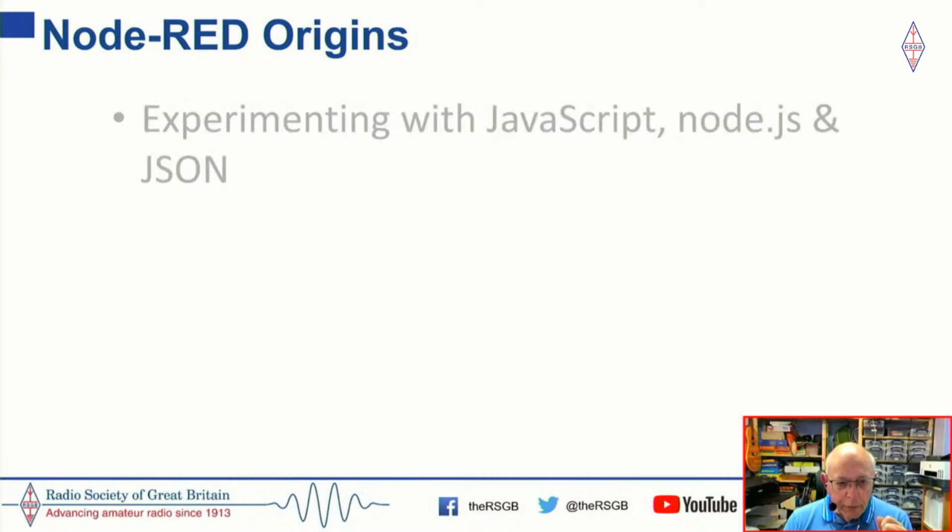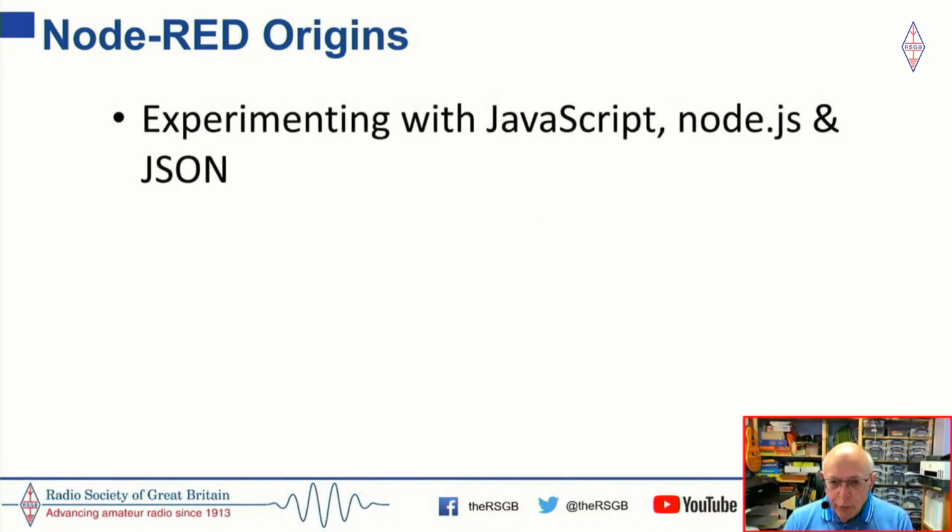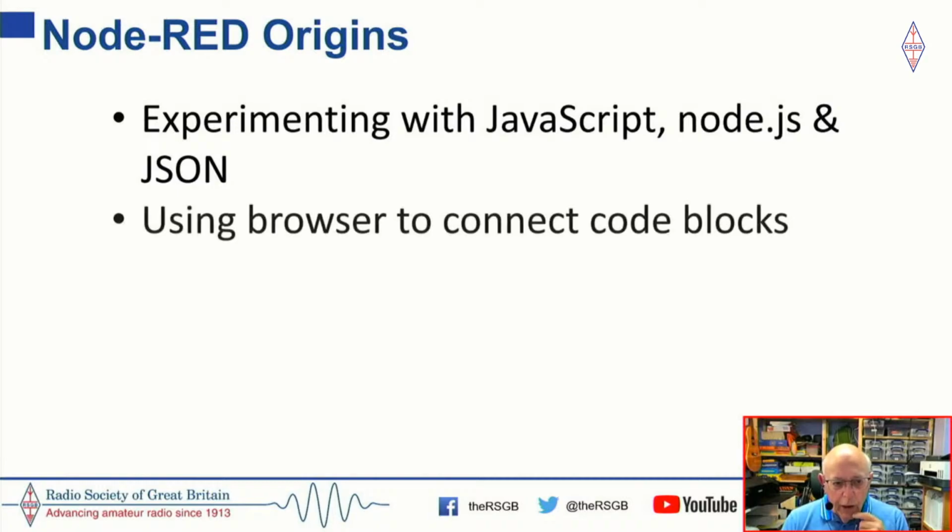Now, at the same time, that group, whenever the work is light, they're encouraged to experiment, which is quite forward-thinking of IBM. So they're encouraged to experiment with new technologies so that they're ahead of the game, basically. And at this time, they were experimenting with using JavaScript Node.js, which is sort of like JavaScript for use on servers, and JSON, which is a messaging system. And they were looking at using these to use a browser to connect code blocks together visually, which would simplify their role of pulling together prototypes.